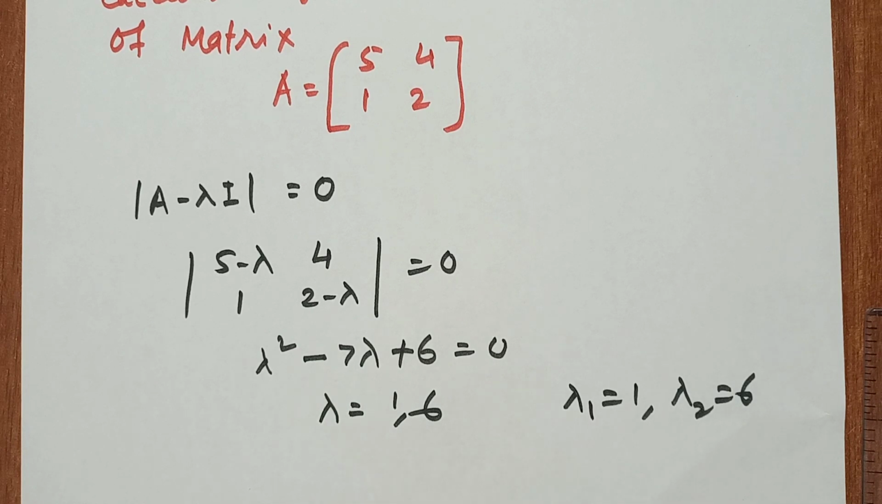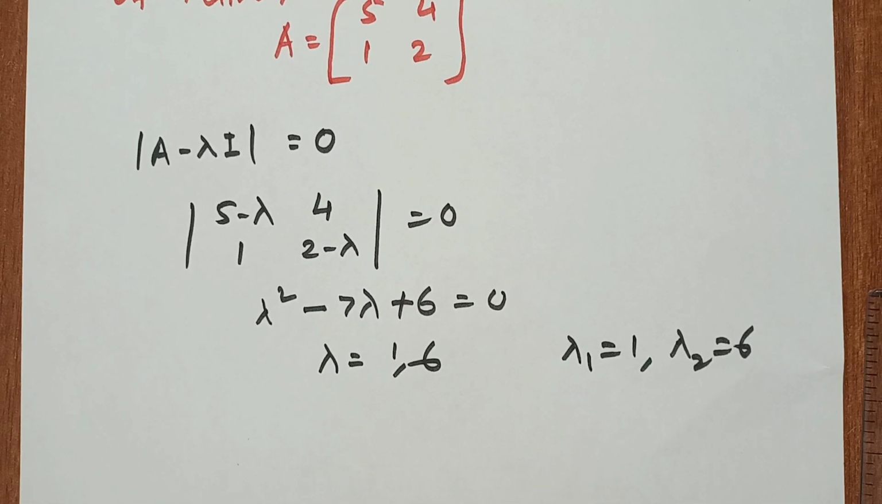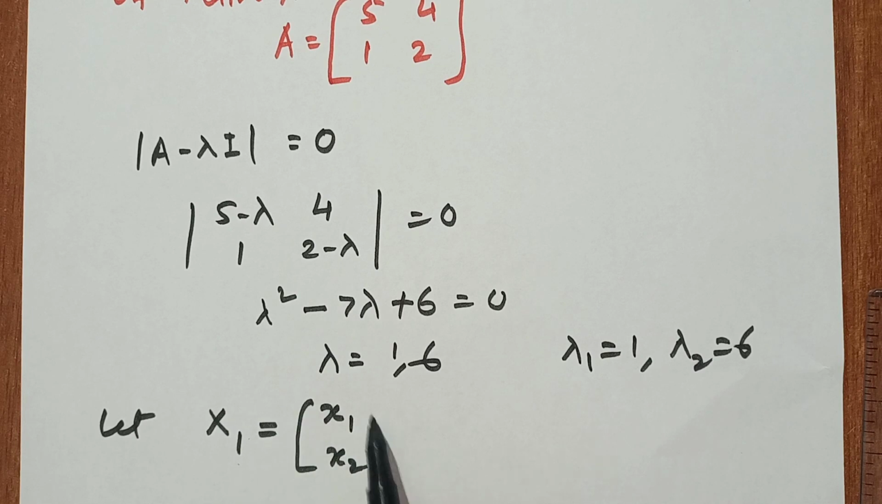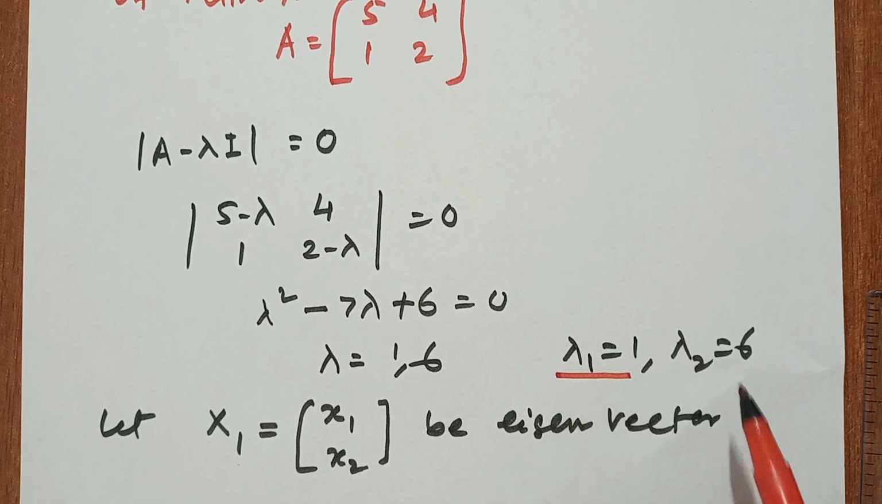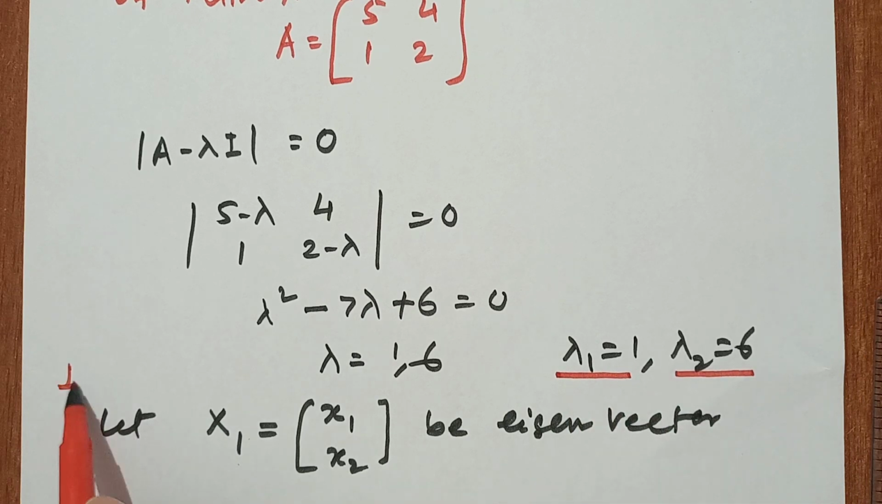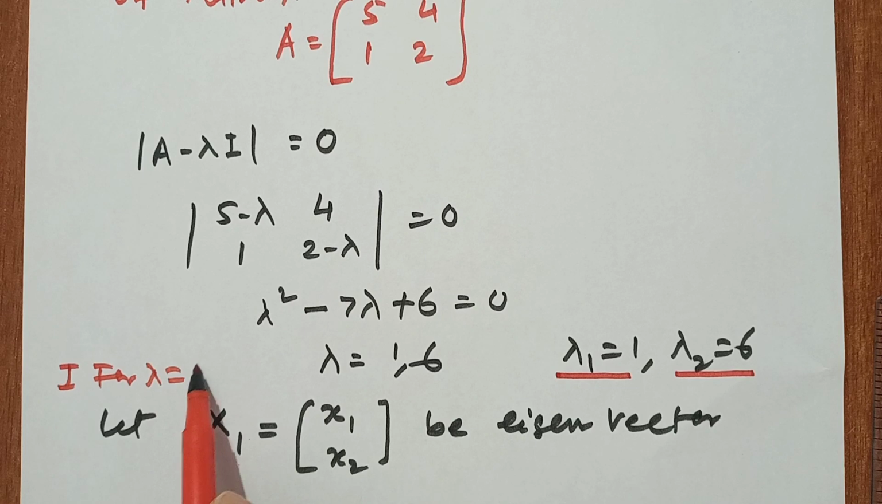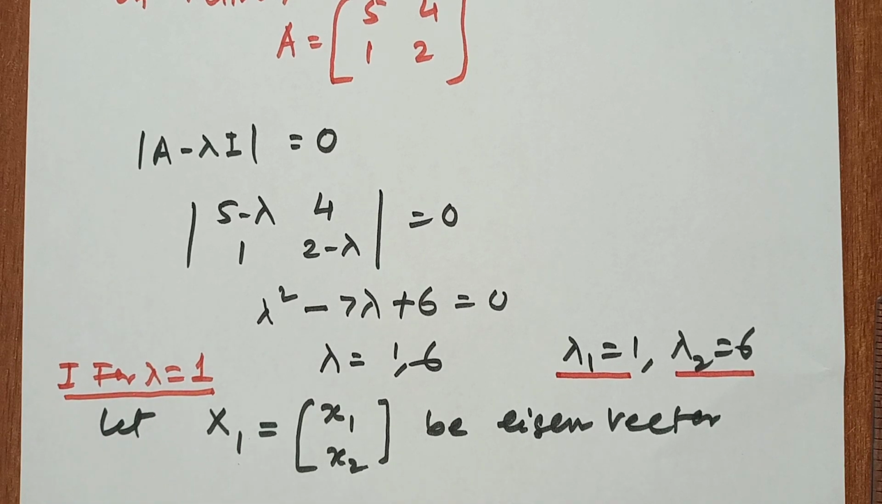Now we will obtain the eigenvectors. Let x is equal to x1 x2 be the eigenvector corresponding to lambda 1 is equal to 1. We will calculate for lambda is equal to 1 and lambda is equal to 6. First suppose lambda is equal to 1. For lambda is equal to 1 our eigenvector is x1.